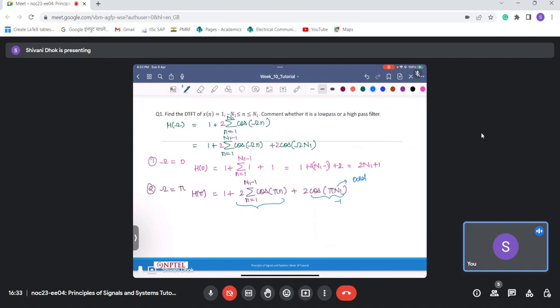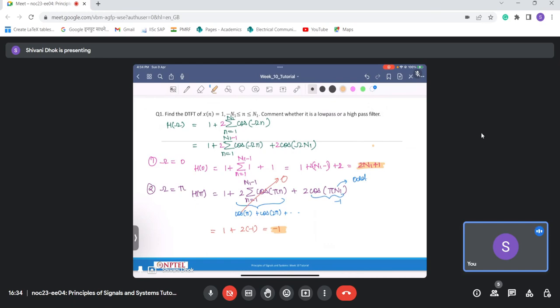If I have this situation, it's like cos pi plus cos 2 pi and so on. So the consecutive terms will be like minus 1 plus 1 minus 1 plus 1 and so on. In that situation this entire thing will go to 0, and what we are left with is 1 plus 2 into minus 1, which is equal to minus 1.